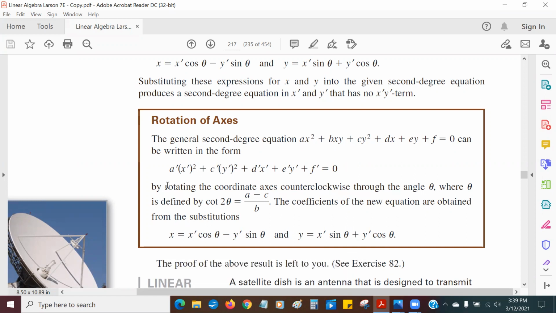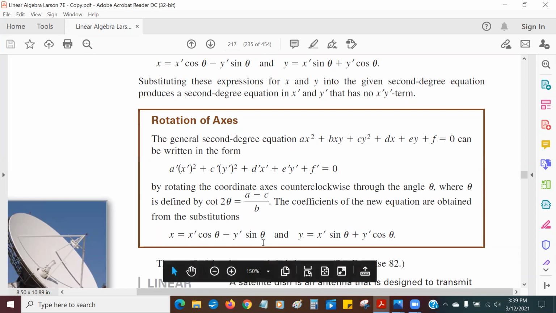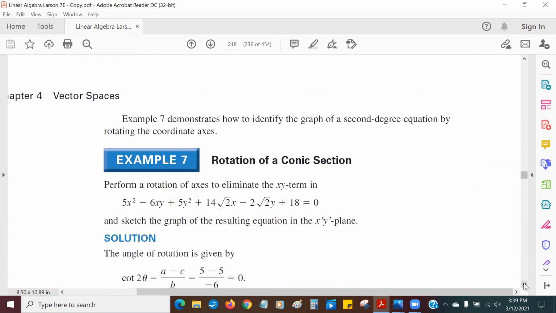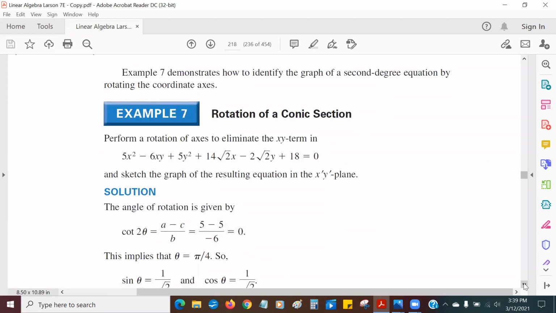Anyway, by rotating counterclockwise through an angle theta, where theta is defined by cotangent of 2 theta equals (a minus c) over b, the coefficients of the new equation are obtained from the substitution x equals x prime cosine theta minus y prime sine theta, and y equals x prime sine theta plus y prime cosine theta. And it has a lot of applications. It has applications in satellite dishes and all kinds of cool stuff. Let's actually do a rotation of a conic section.